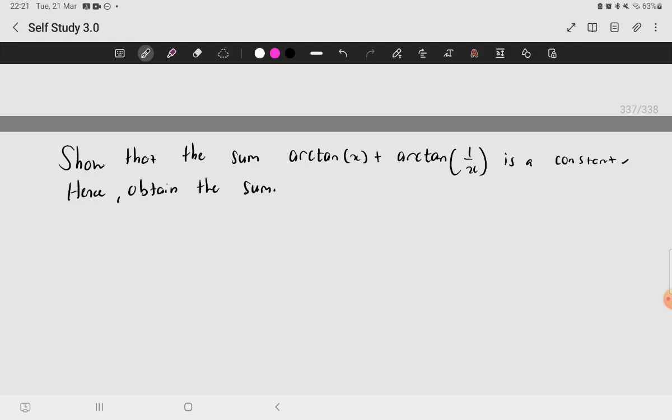I don't believe zero is a positive number. It's neither. But anyway, hence we obtain the sum. In other words, for the positive real values of x, this particular expression will give us a constant value.